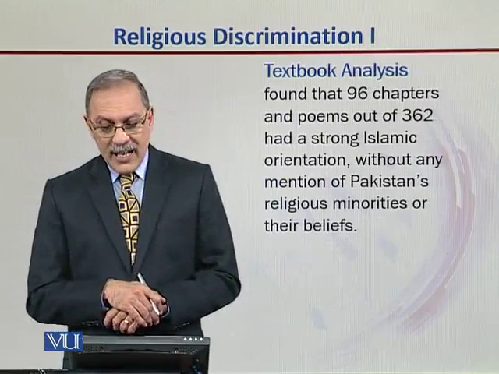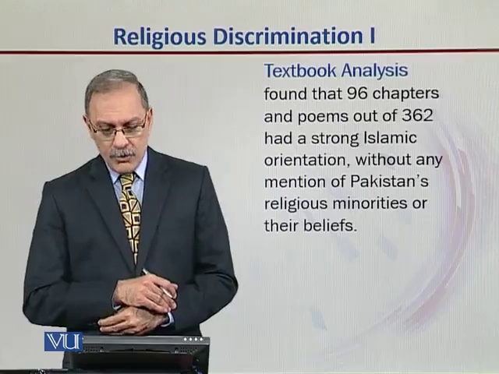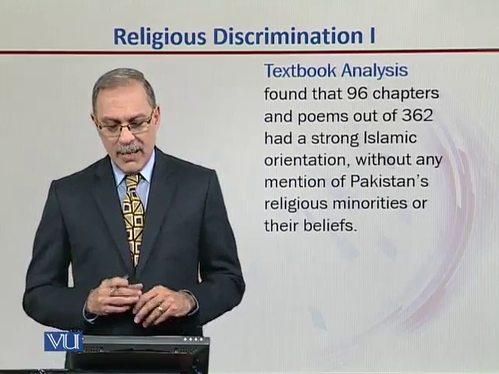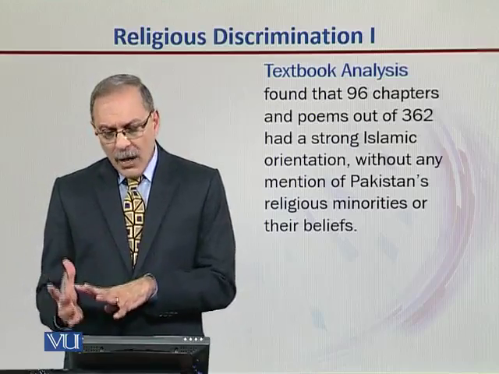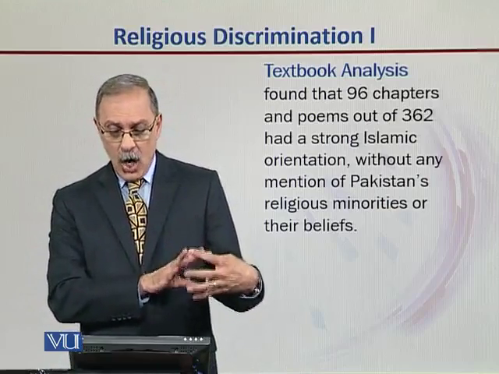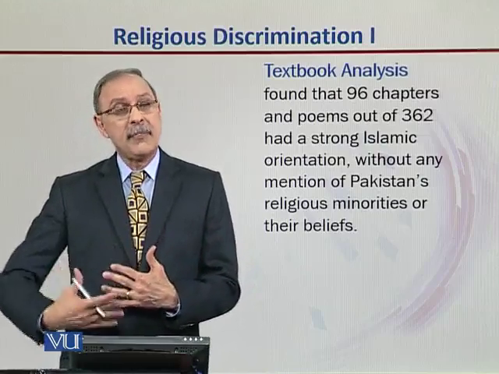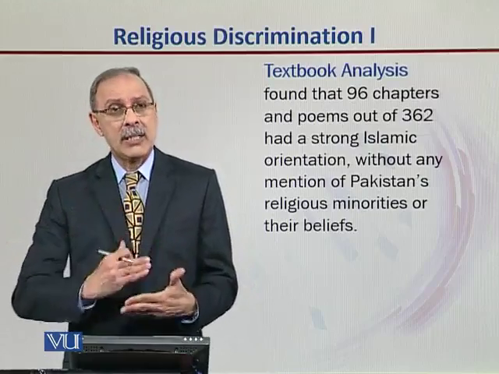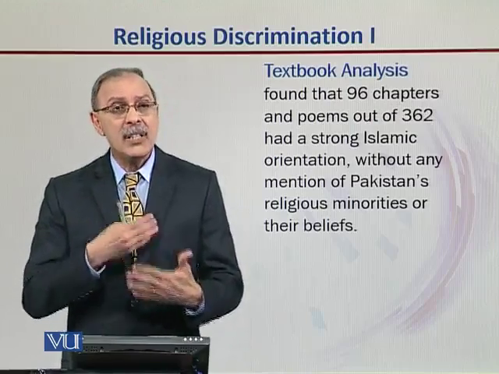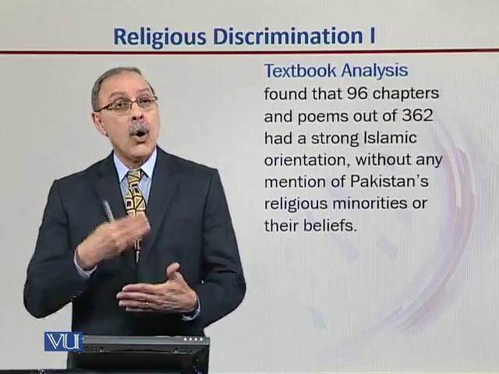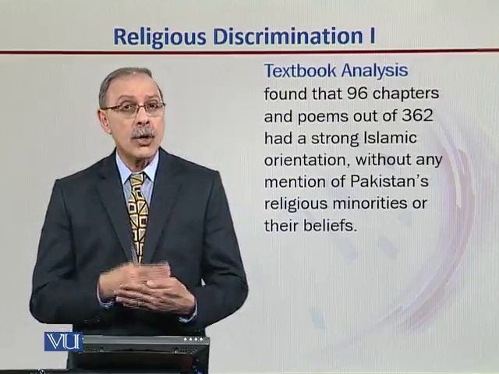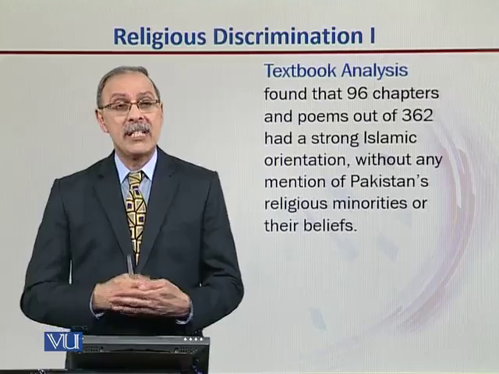This study found that 96 chapters and poems out of 362 had a strong Islamic orientation, without any mention of Pakistan's religious minorities or their beliefs. So, about 1/4, roughly, of the total stories and poems were heavily based on Islamic orientation. 3/4, roughly, were secular. But you see, when you never mention the other minorities, it is very difficult to learn and to understand that there are people other than Muslims also living in Pakistan, also in our schools, also wanting to receive an education, and also wanting to contribute to the growth, progress, and prosperity of this nation.